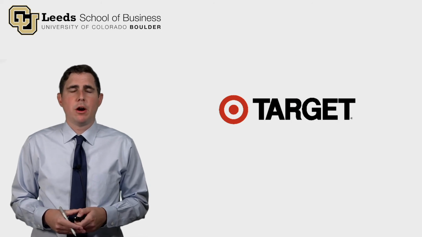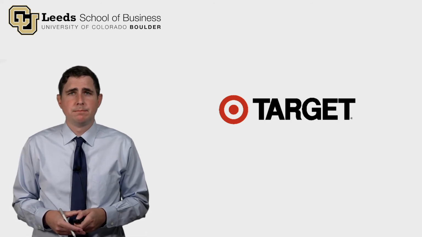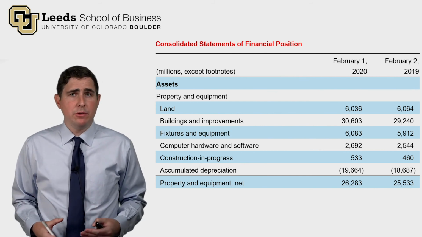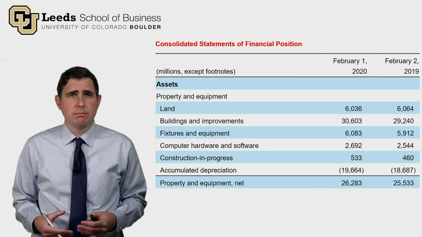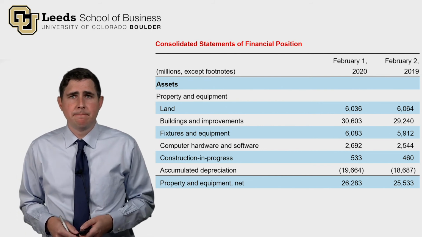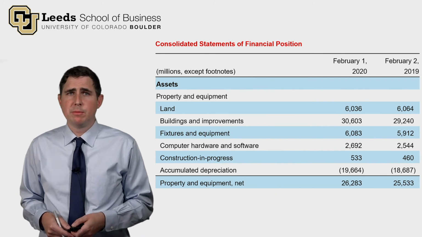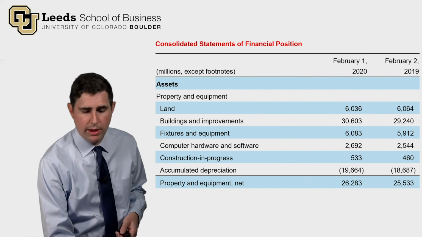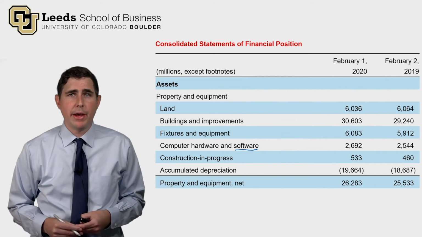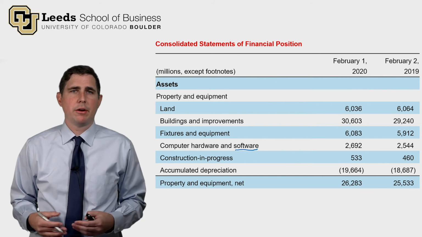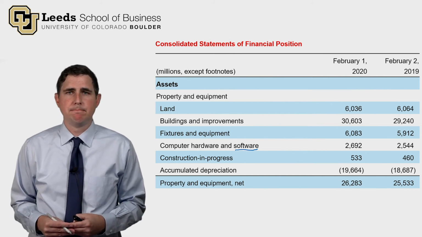Finally, let's go through Target as a real-world example. Here is an actual excerpt from Target's balance sheet, and they give you a lot of detail right there on the balance sheet. They give you the different categories of property and equipment accounts that they have. They have land, buildings and improvements, fixtures and equipment, computer hardware and software. Here they have software. That's an intangible asset, but it still counts as a long-lived asset. And they have construction in progress, things they're not done building yet.